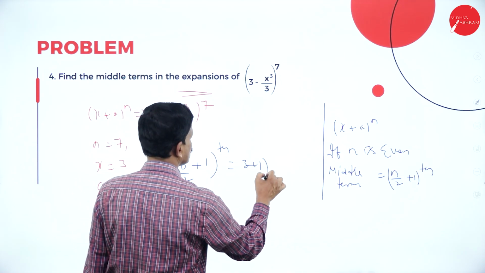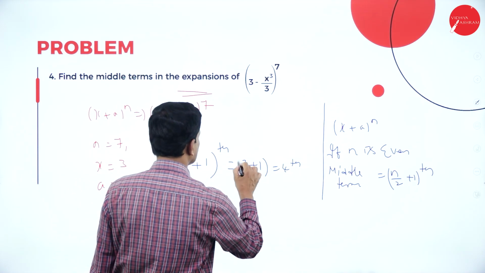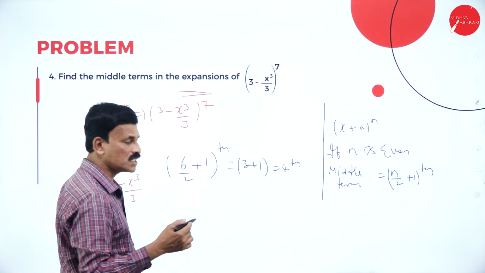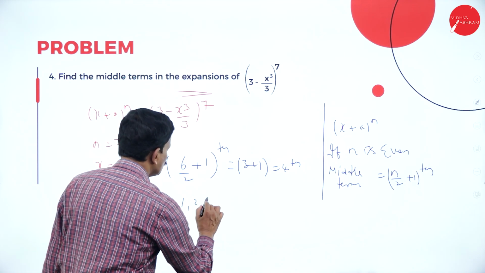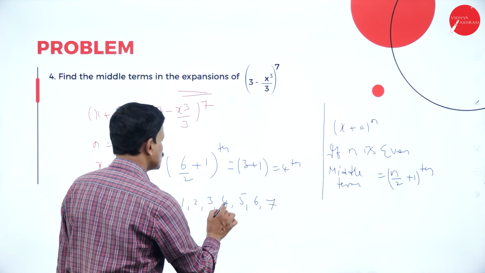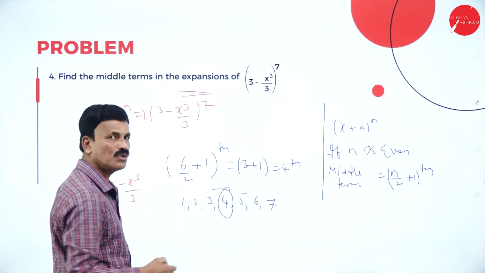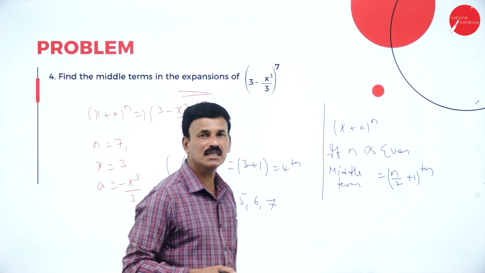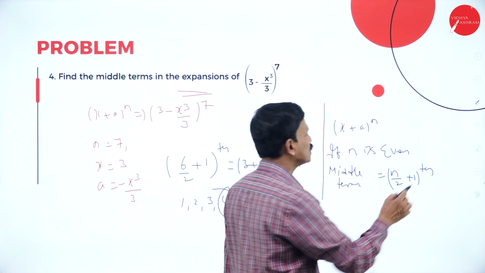that is equal to the 4th term, is the middle term, because in the expansion of (x plus a) to the power of 6, there are 7 terms: 1, 2, 3, 4, 5, 6 and 7. This is the middle term. So therefore, if n is an even number, then the middle term is n by 2 plus 1th term.